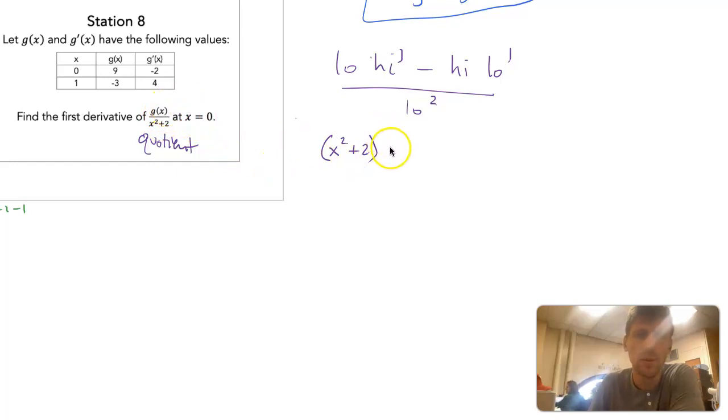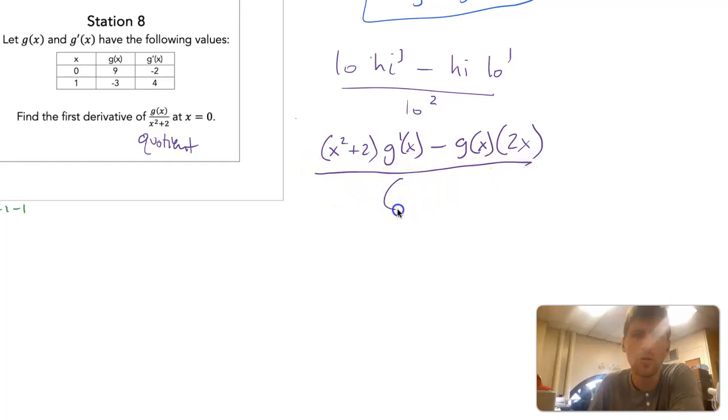Low d high, well, the d high I guess is just g prime of x, minus high, okay, that's just g of x. D low, that's just 2x. Oh, because then the plus 2 would fall away, all over low squared. So just take it as it is, because it's not low prime, it's just low squared.